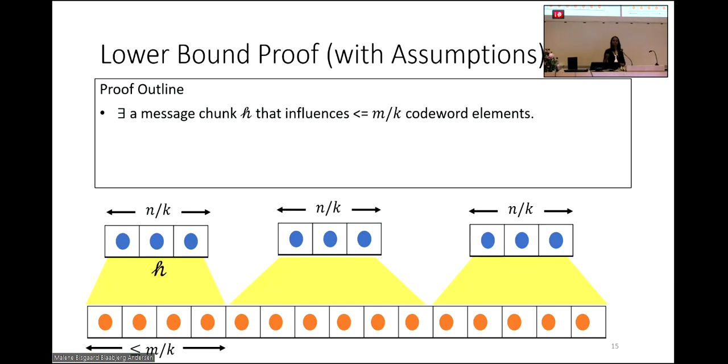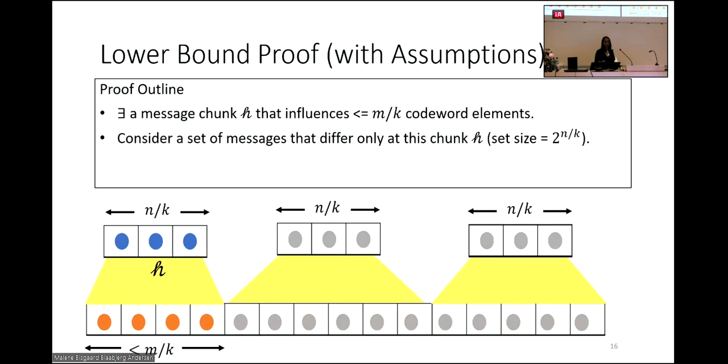For now, I'm just assuming it's the first message chunk that affects a small portion of the code word. Now let's narrow down our focus to all the messages that only vary at the first message chunk, and all the other message chunks are the same for this set of messages. So the grayed out section is the same for all the messages, and the blue part is different. So you have 2 to the n by k such messages if you're considering F2. And this message chunk only affects the section of the code word that's shown over here.